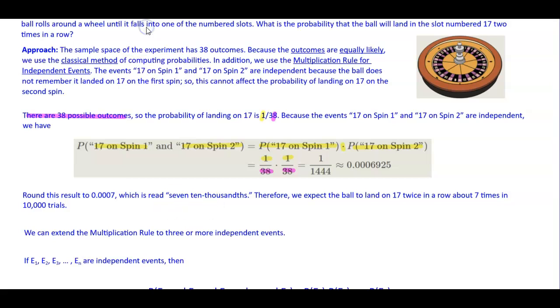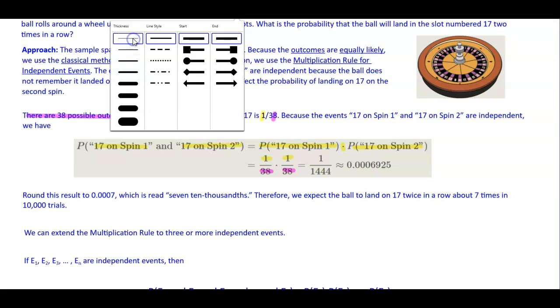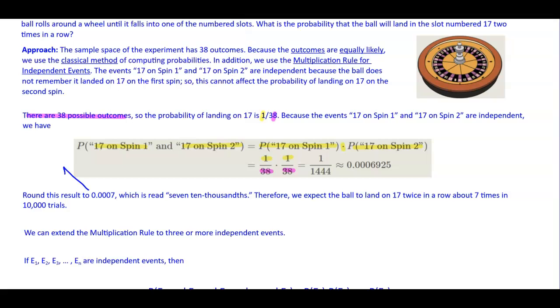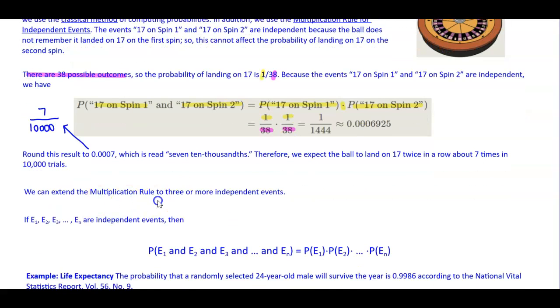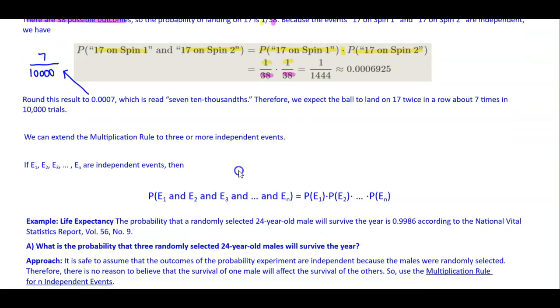7/10,000ths. So how do we write that as a fraction? Well, remember that if we want to convert this to a fraction, we know that that 7 is going to be located in the 10,000th place. So therefore, we would expect the ball to land on 17 twice in a row about 7 times in 10,000 trials. Now, we could also extend the multiplication rule to 3 or more independent events.